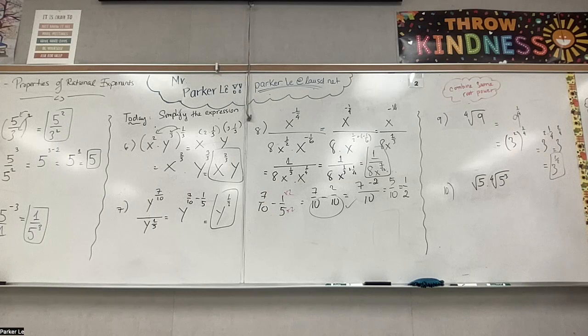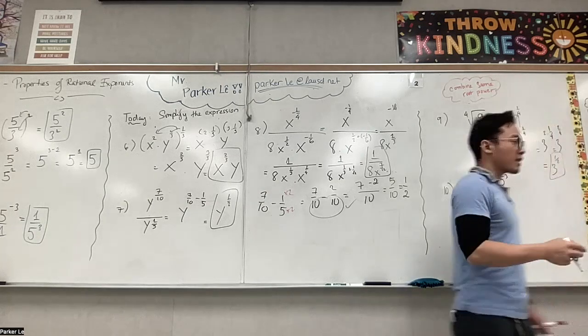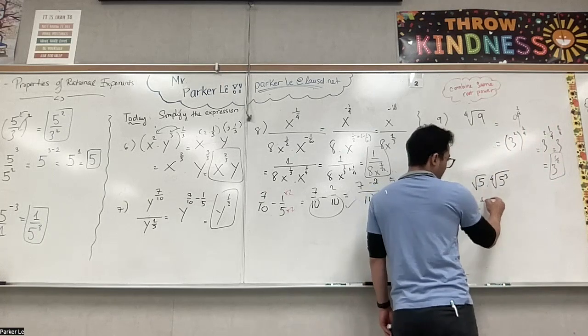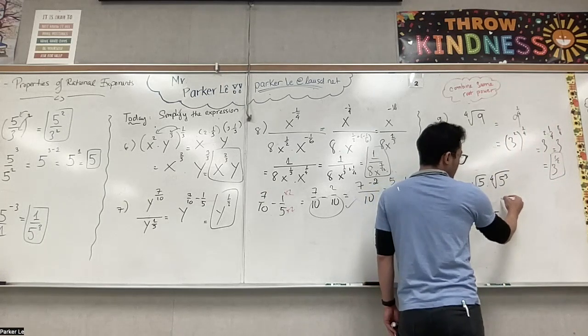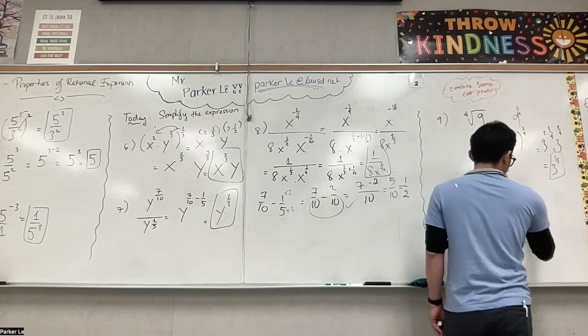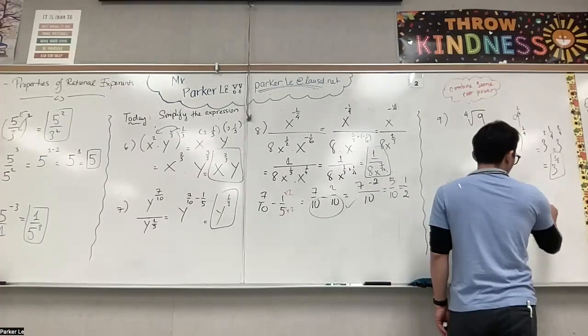Let's look at number 10. Convert them to exponent form. So 5 to the 1/2, very good, and 5 to the 3/4. And what do you do with this? Add them, very good. So 1/2 plus 3/4.